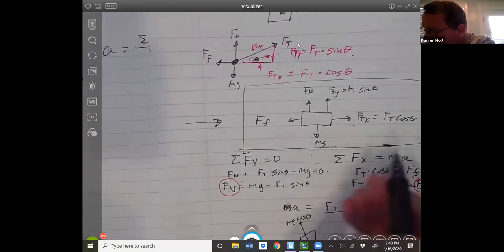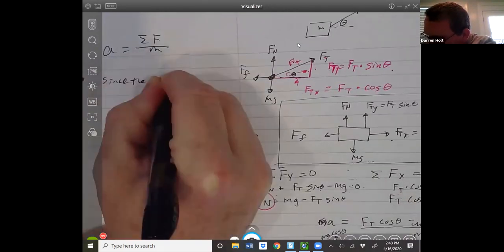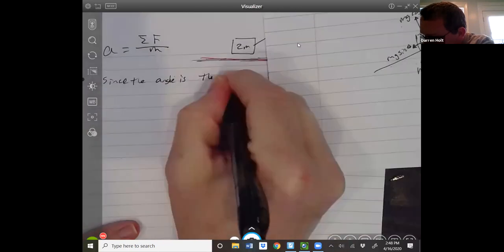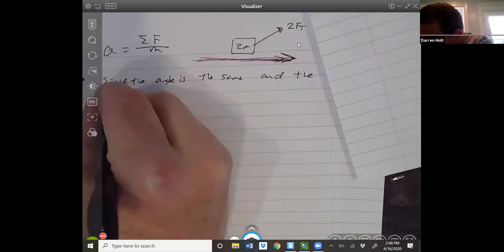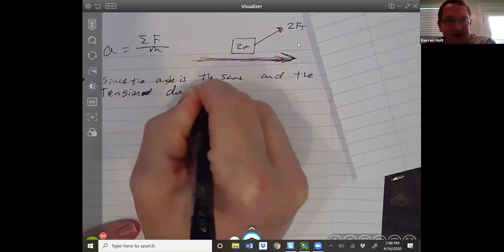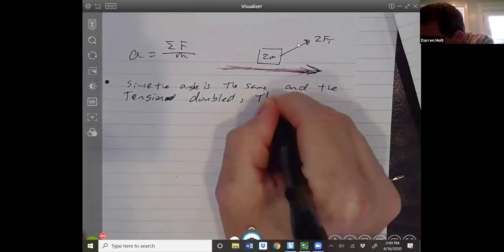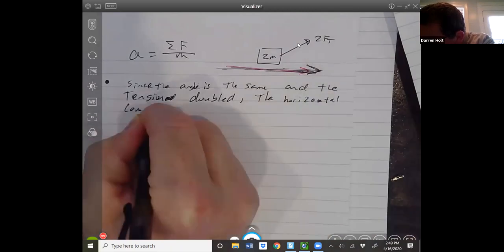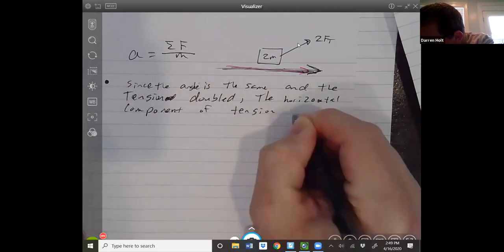So one statement that you might say is, since the angle is the same and the tension doubled, since those two things are true, that means the horizontal component of tension doubled.